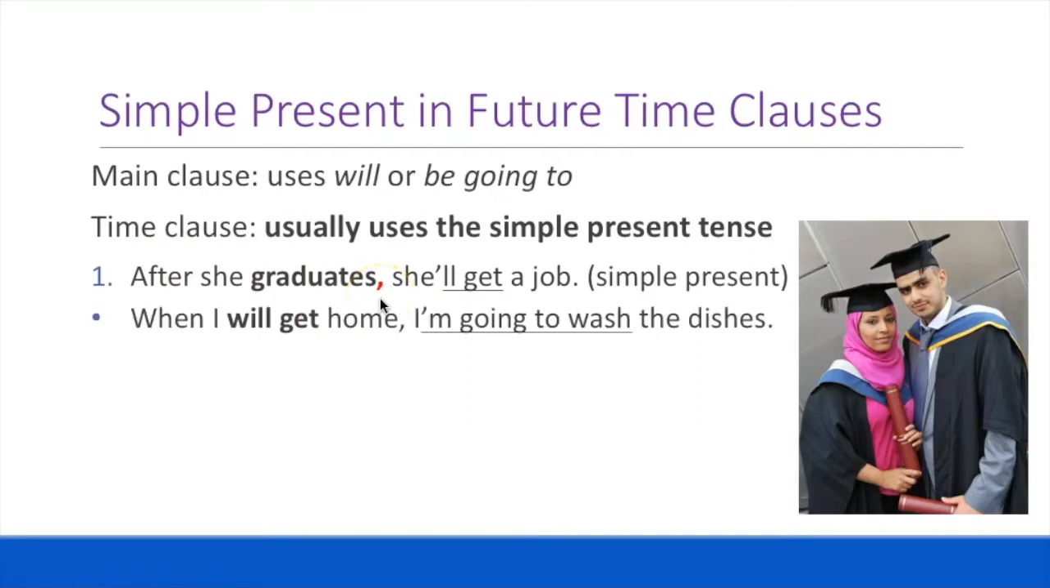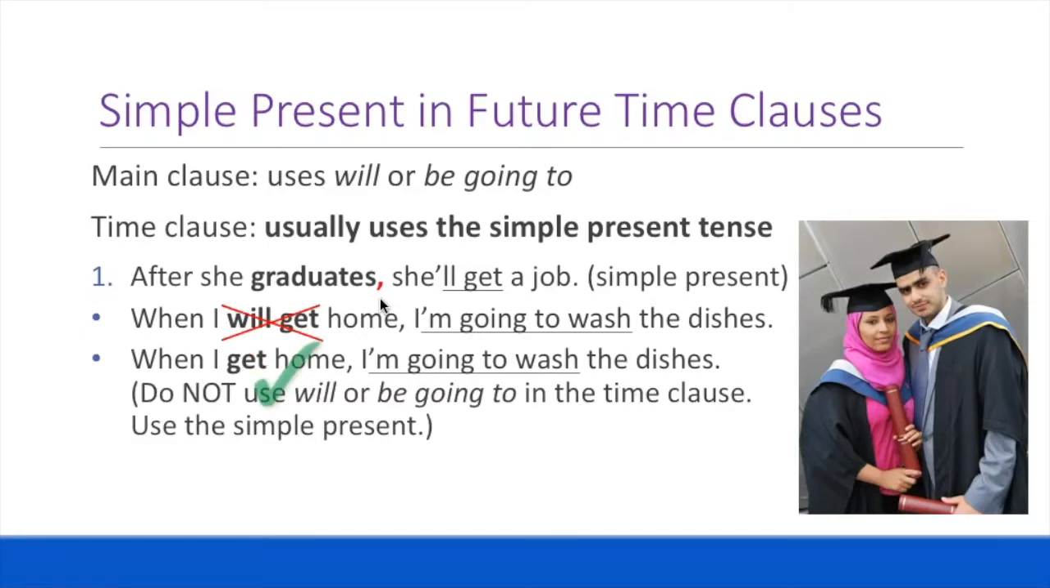What about this sentence? Is this correct? When I will get home, I'm going to wash the dishes. No, it should be when I get home, I'm going to wash the dishes. So we do not use will or be going to in the time clause. Use the simple present tense in the time clause. But in the main clause, we'll have be going to or will.